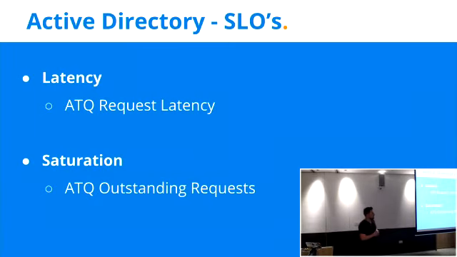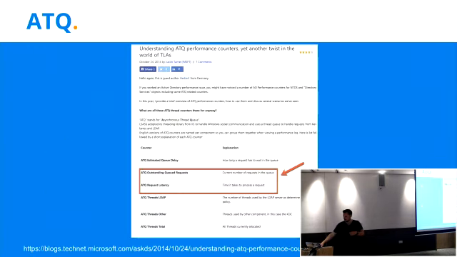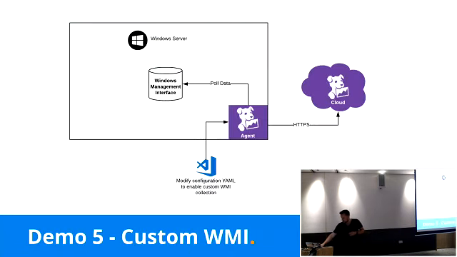So the next service level objectives I want to go after are latency and saturation. So how long is it taking to query Active Directory, and how many requests are outstanding. I pretty much found these metrics just from Googling to find out what type of metrics I can get on Active Directory. And I found this blog which listed those here. So what we're going to do again is modify the Datadog configuration file, and we're going to get this stuff out of the Windows Management Interface. So we're going to write some custom stuff to poll that.